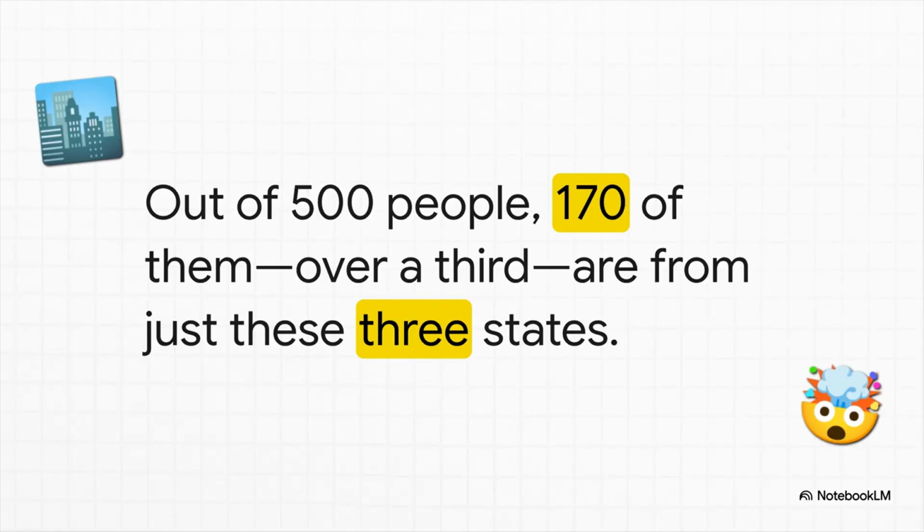Let's just let that sink in for a second. If you add that up, that's 170 people, over a third of the entire dataset, from just 3 states. This is a massive clue. It's a giant, flashing red light telling us that this group is not what it seems on the surface.